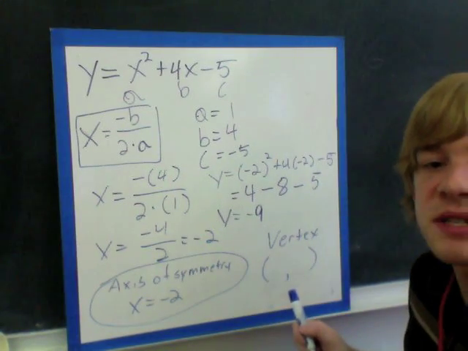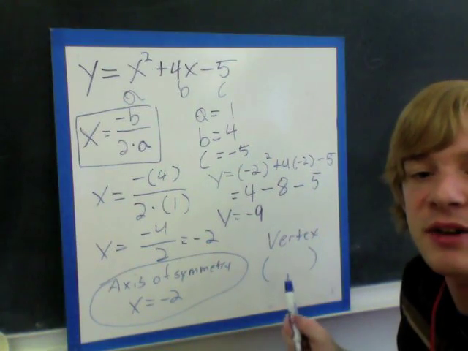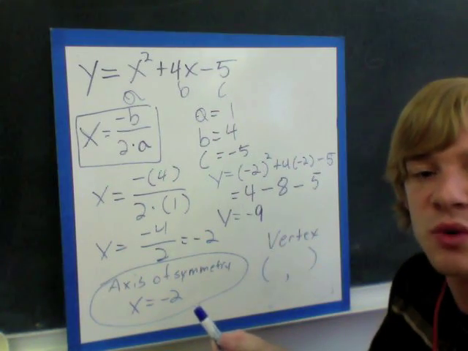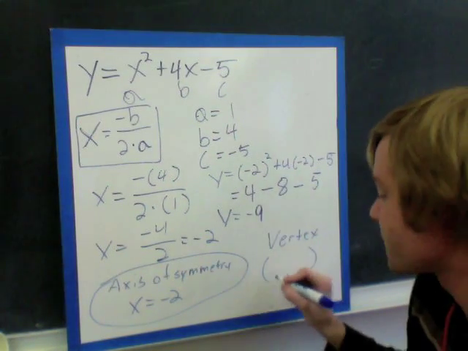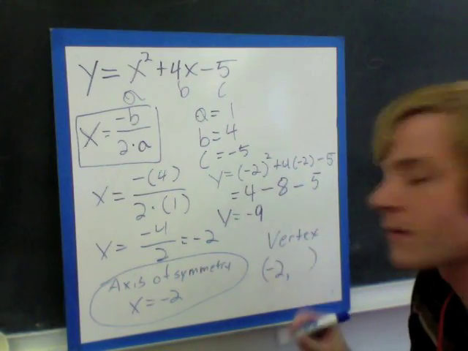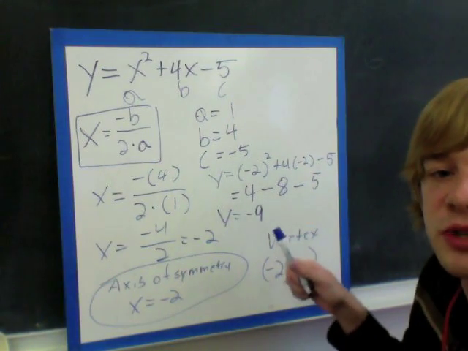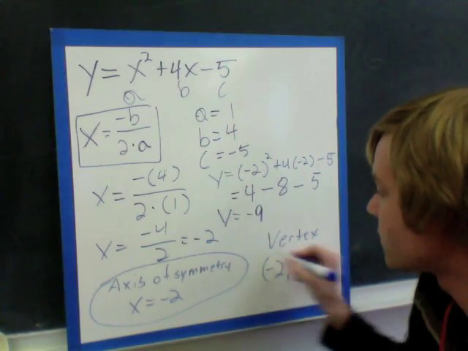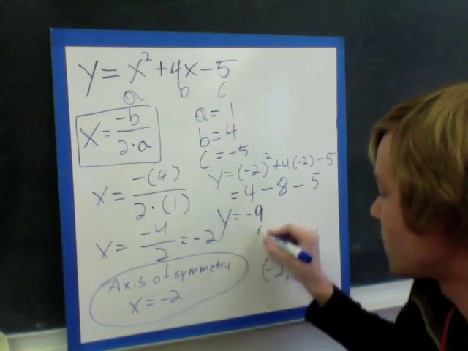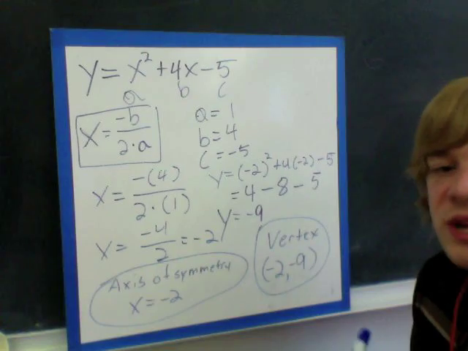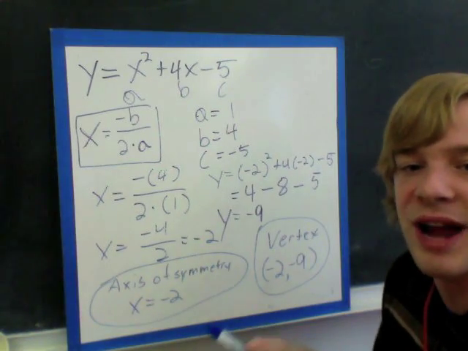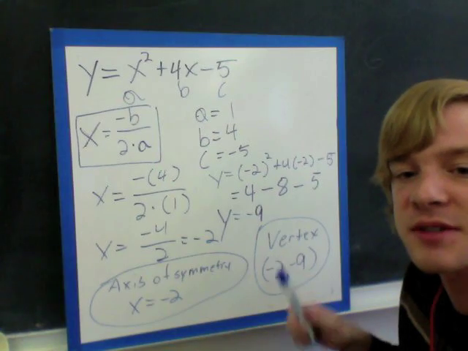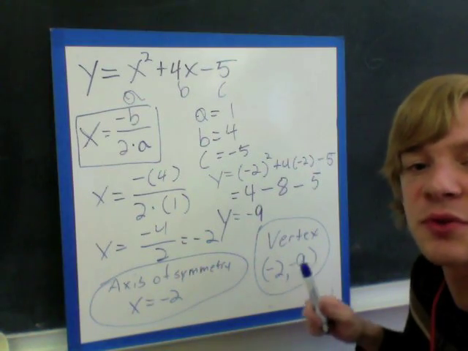We're going to have parentheses down here with a comma, and in our first spot, our x value, is going to be negative 2. It's what we found for our axis of symmetry. Our second spot is what we just found here with our y value. So we have the two things we're looking for here. We have our axis of symmetry, x equals negative 2, and then we have our vertex, the point negative 2, negative 9.